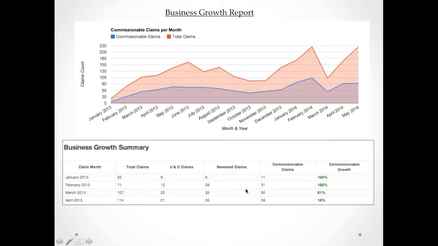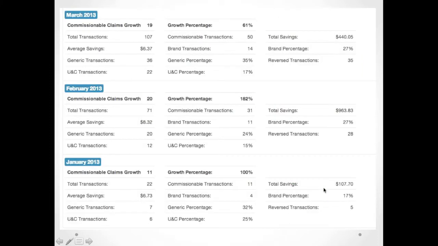So if we go back to the other slide, you'll see the 182% commissionable growth rate, and then you will see the commissionable claims. The 20 came from the difference between February and January. 31 minus 11 gives you 20, and then you simply divide that number by the prior month. So you divide 20 by 11, multiply by 100, and that gives you your 182%. So that's shown in the details further down on your particular web page.